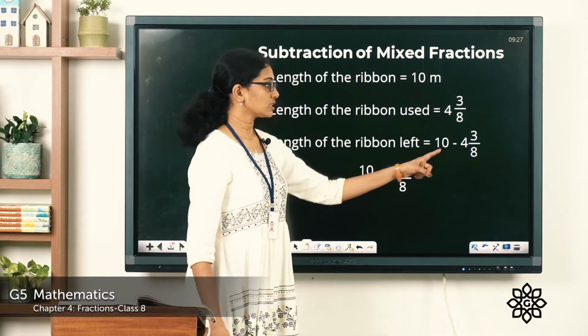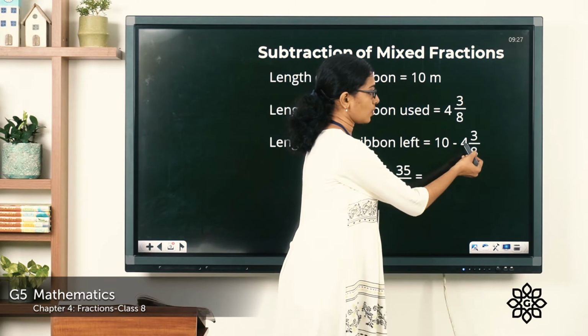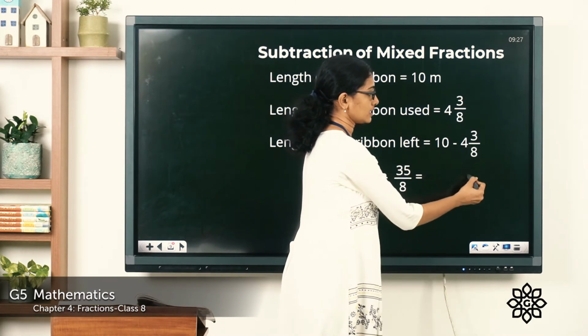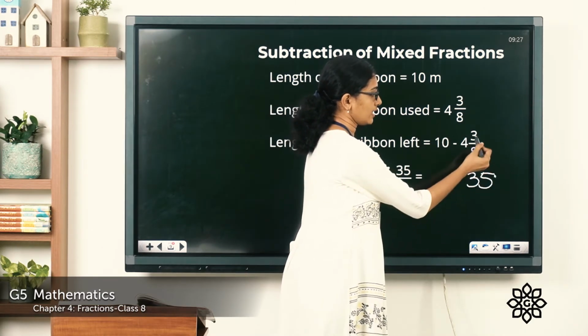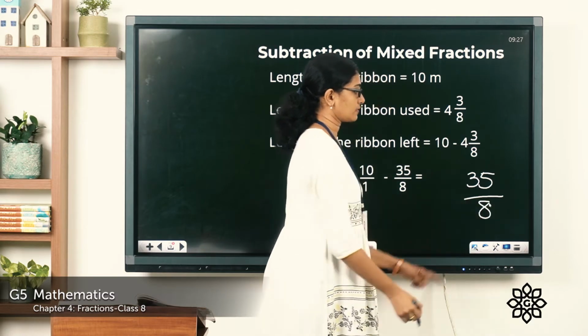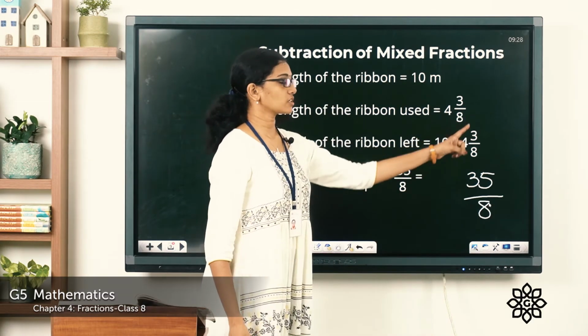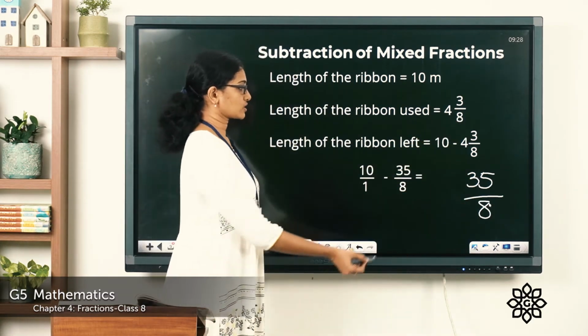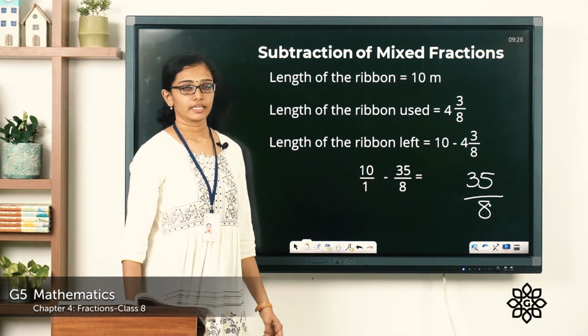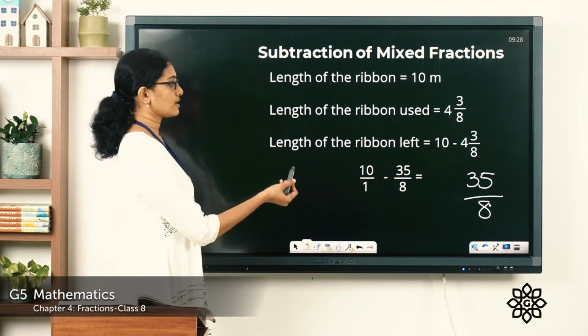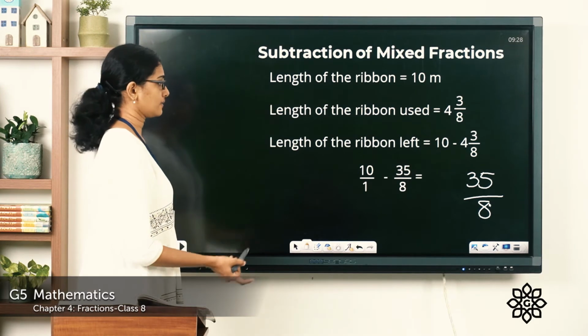How do you get this? See, 8 into 4, 32, plus 3, it is 35, and we keep the same denominator, 35 by 8. So 4 and 3 by 8 converted to an improper fraction gives you 35 by 8. So the subtraction is 10 by 1 minus 35 by 8.